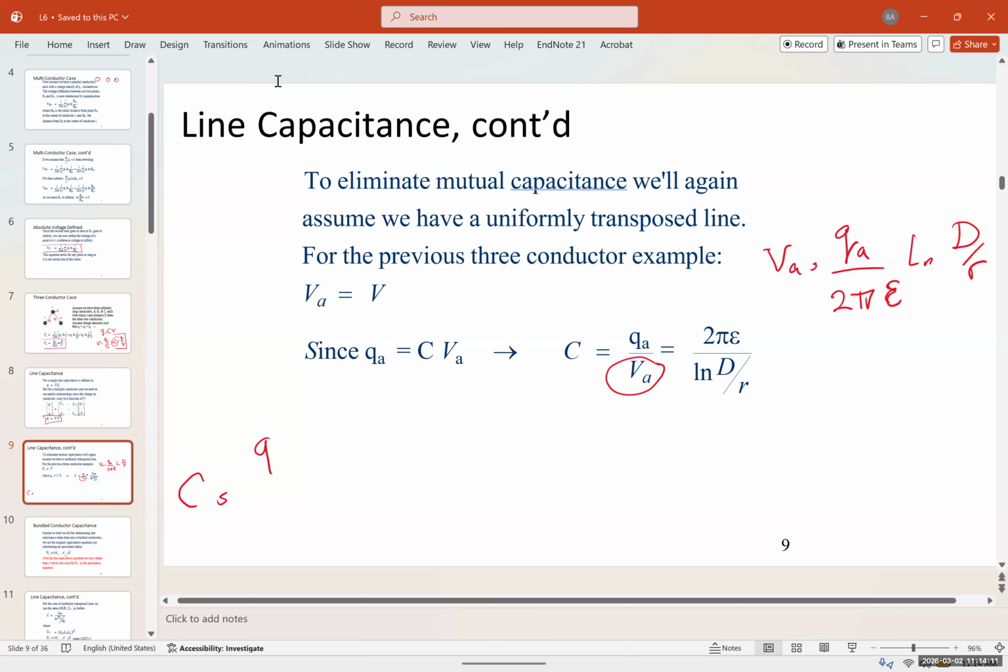So C would be equal to QA over QA divided by 2 pi sigma ln of D over R. QA and QA cancel each other. So what we are left with is 2 pi sigma over ln of D over R. As you can see, in the equation, Q is eliminated, so we don't even need to find Q anymore. What we need to find is just the distances, D and R, the radius and the distance between them, to be able to find the capacitance.